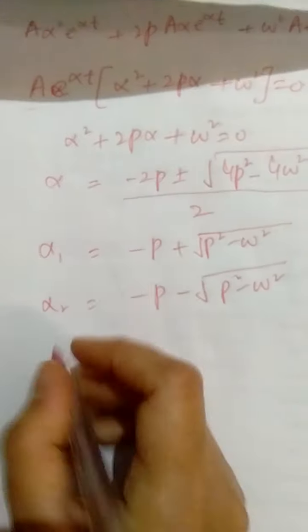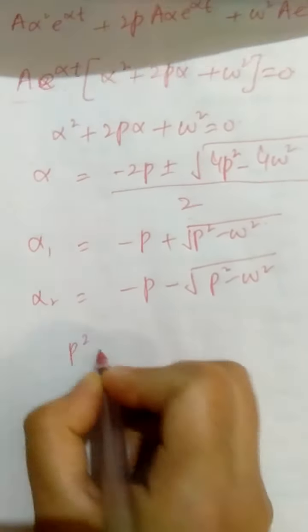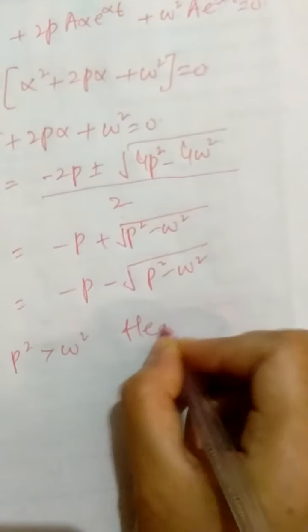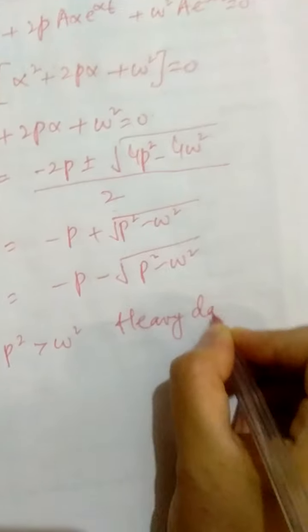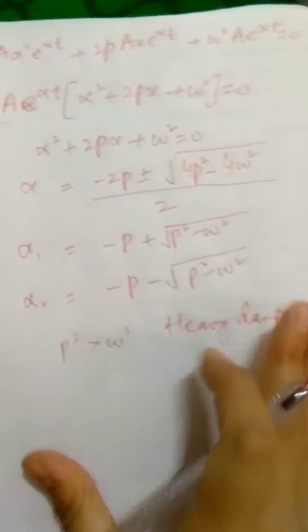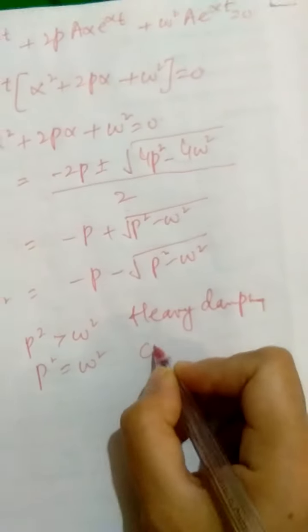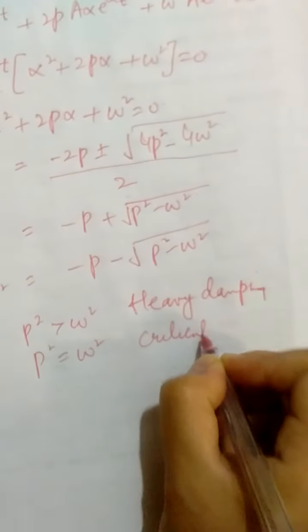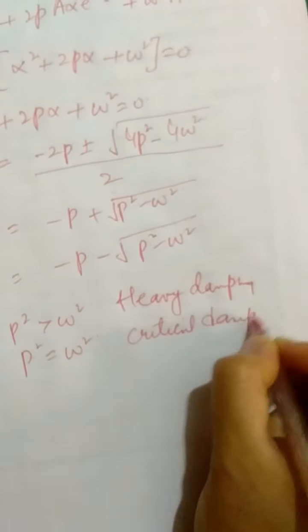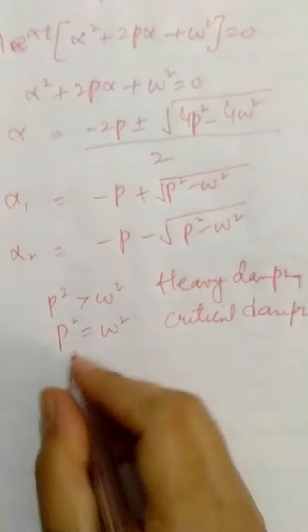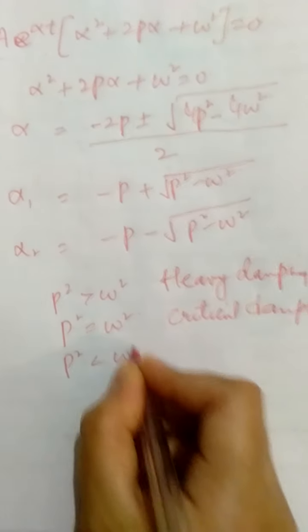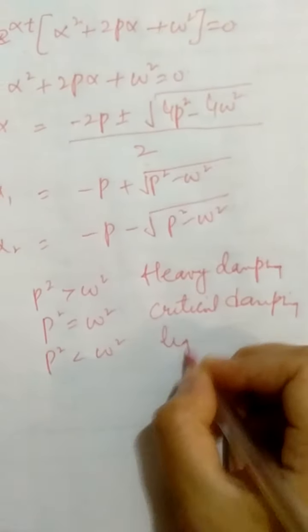Now different cases may arise. If p square is greater than omega square, then it is the case of heavy damping. Another possibility is that p square is equal to omega square. This is the case of critical damping. And another is that p square may be less than omega square. This is the case of light damping.